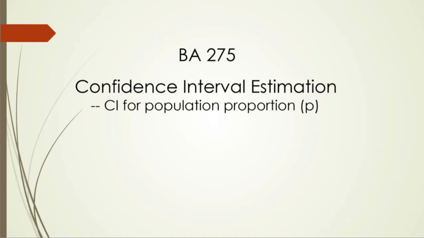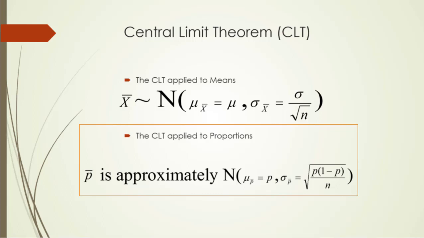Previously, we have discussed the confidence interval problems for population mean. Now, in this presentation, we would focus on the same type of problems for population proportion, which is P. This is the central limit theorem results on sampling distribution of the sample proportions.